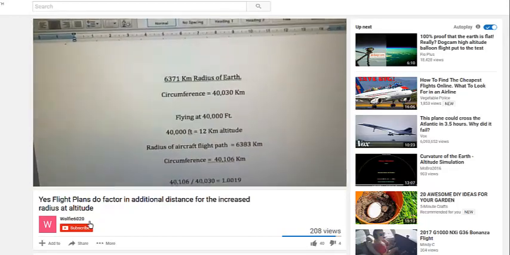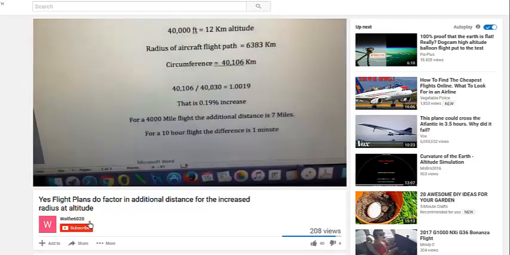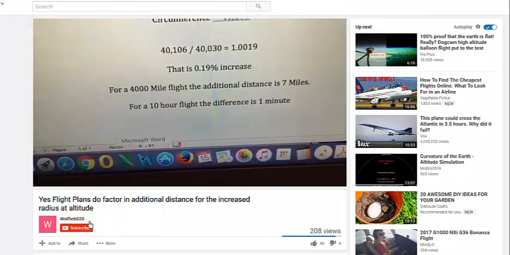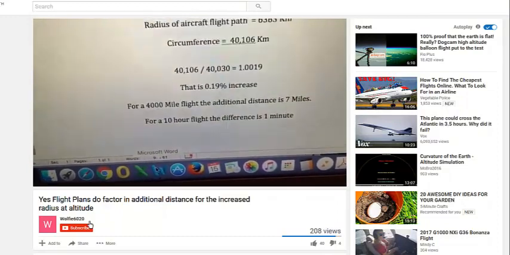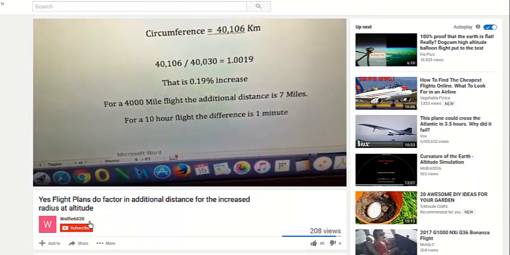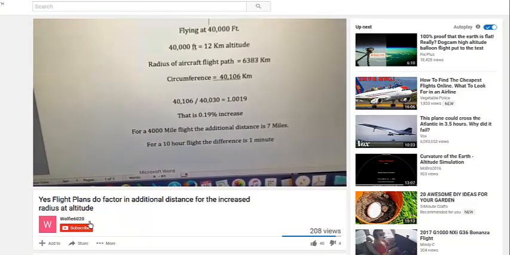So in reality, yes, there is an increase in the distance and there is an increase in the time, but it's so tiny that you actually wouldn't even have to factor it in, and you would still arrive within 1 minute of the estimated flight time.